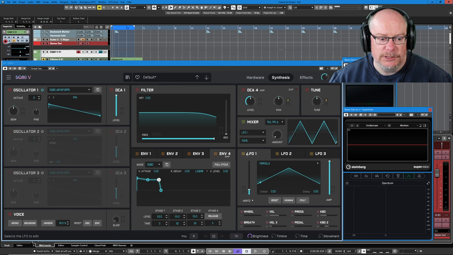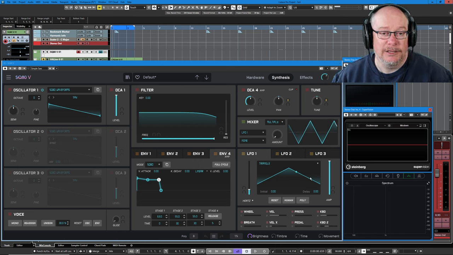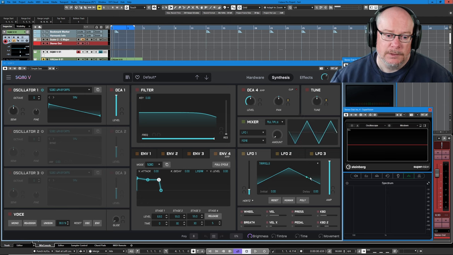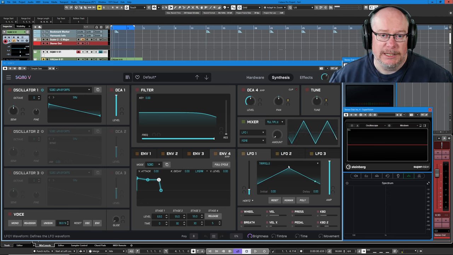Okay, LFO first, low frequency oscillator. This is a wave that's currently not doing anything. This triangle here is bouncing backwards and forwards and it's having no effect on the sound whatsoever. That's because a low frequency oscillator needs to be assigned as a modulation source to something else in the synthesizer before it can do anything.